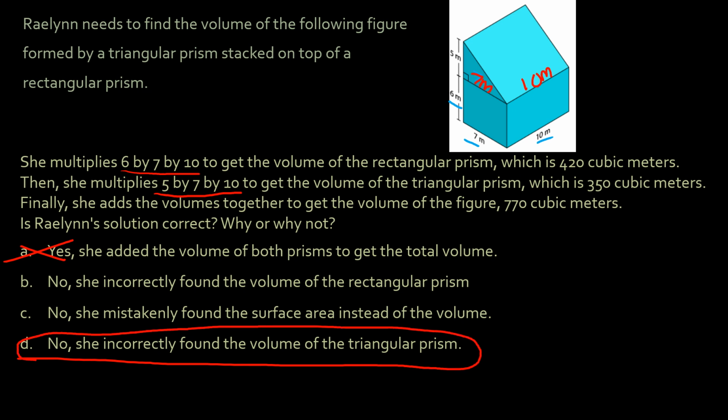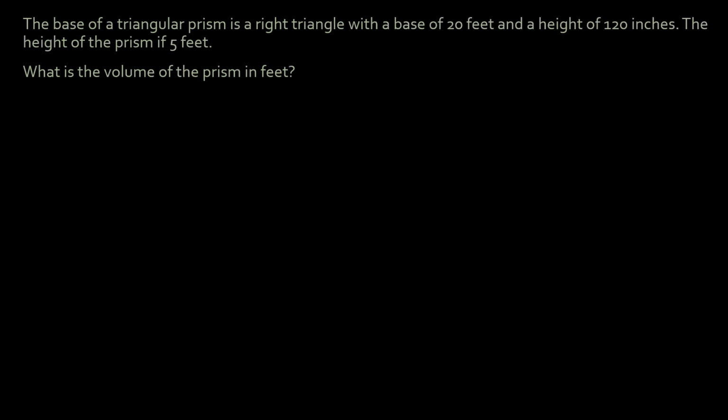Okay, the rectangular prism was fine, but since she forgot to multiply 5 times 7 times 10 by 1/2, she did not find the volume of the triangular prism correctly. So again, knowing your formulas is so important. Please write them down somewhere or have them somewhere where you can go back and reference.